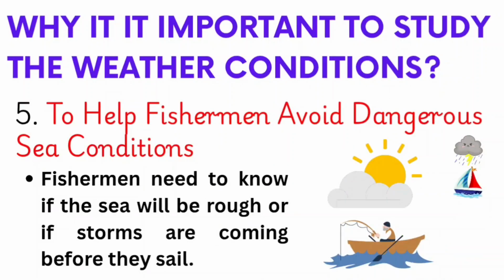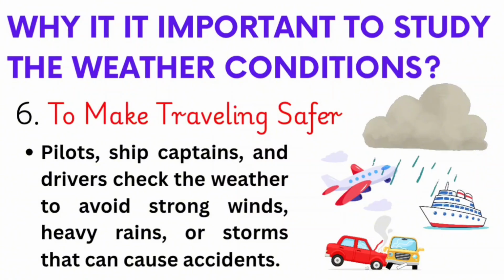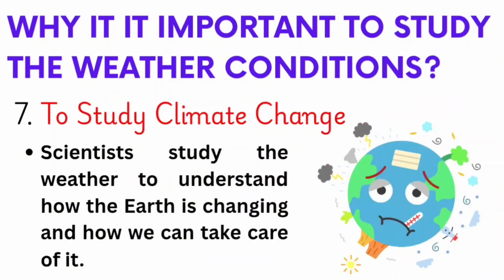Number 5, to help fishermen avoid dangerous sea conditions. Fishermen need to know if the sea will be rough or if storms are coming before they sail. Number 6, to make traveling safer. Pilots, ship captains, and drivers check the weather to avoid strong winds, heavy rains, or storms that can cause accidents.